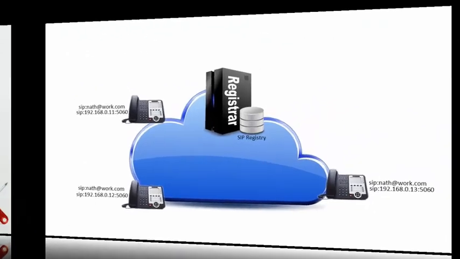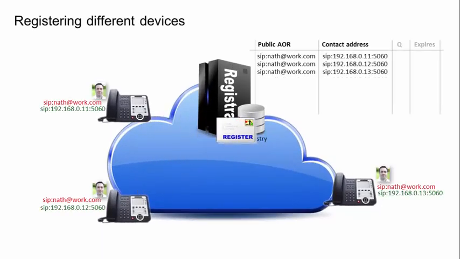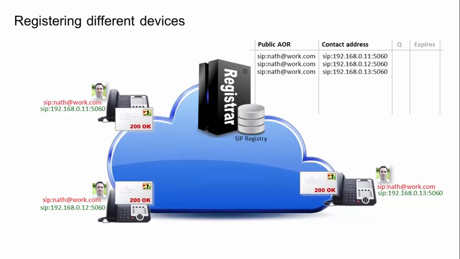Reading the log, we see that Nathan has registered 3 different devices with the registry. Each registration is answered with a 200 OK success response. So what does the response tell us?